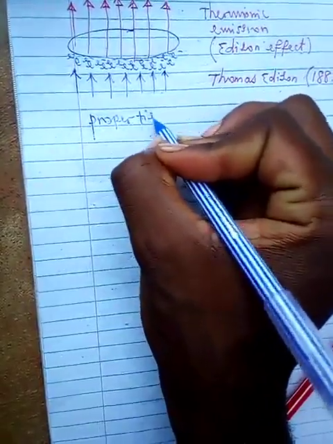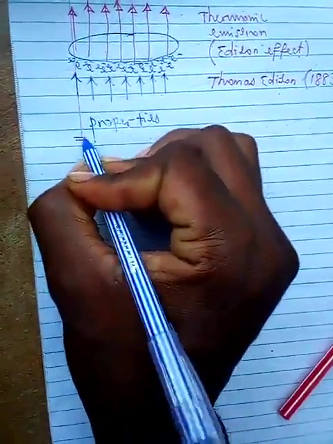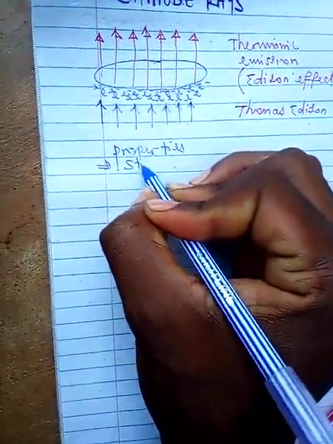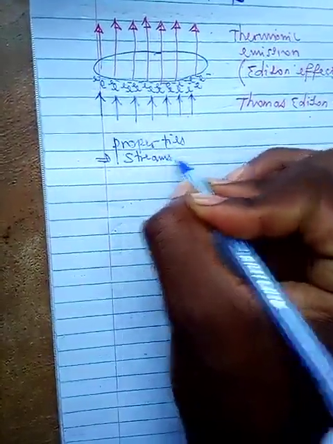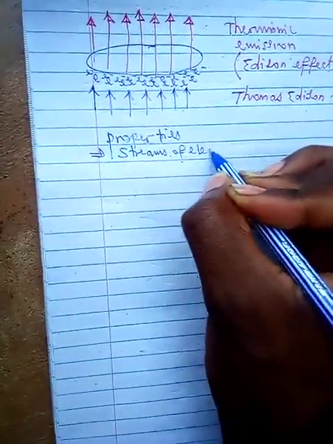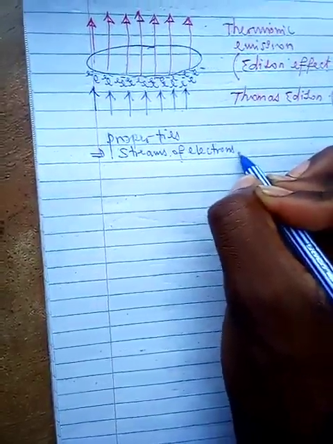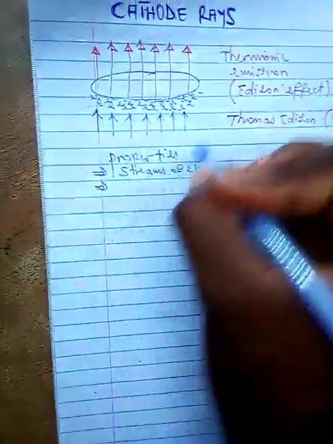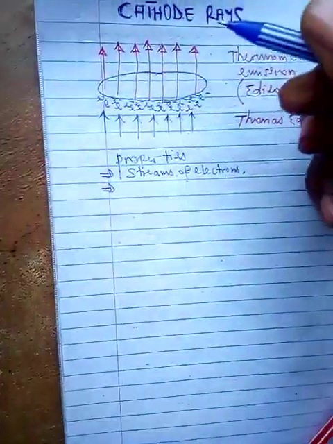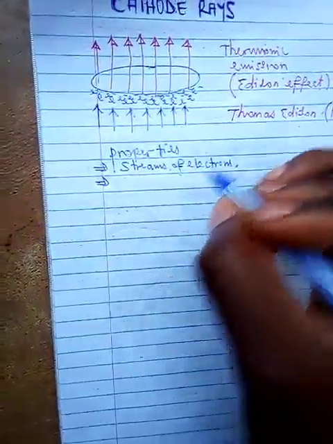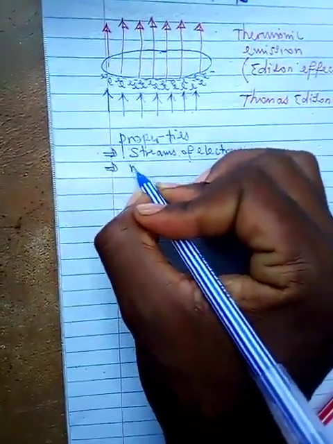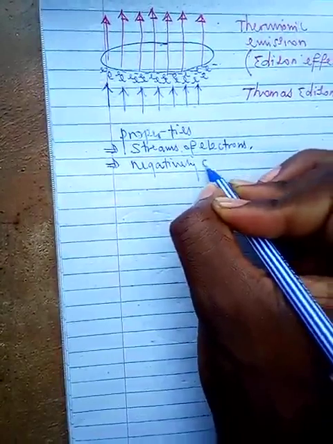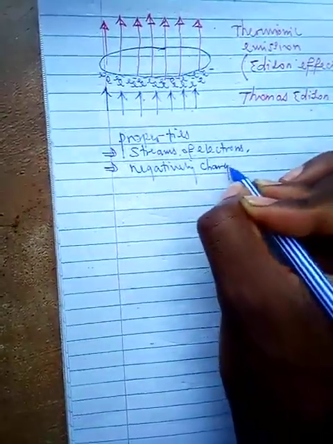Let us look at the properties. Well, cathode rays are just streams of electrons. That's the first property that you can give. They are streams of electrons. The other property that you can give for cathode rays is that they are not only just streams of electrons. Remember, they are negatively charged.